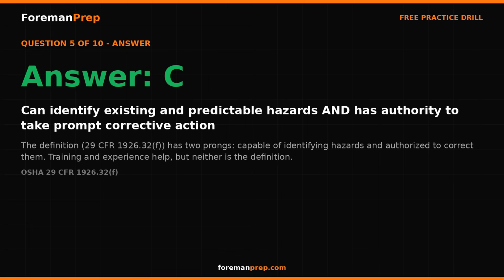The correct answer is C, can identify existing and predictable hazards and has authority to take prompt corrective action. The definition, 29 CFR 1926.32(f), has 2 prongs: capable of identifying hazards and authorized to correct them. Training and experience help, but neither is the definition. Reference OSHA 29 CFR 1926.32(f).